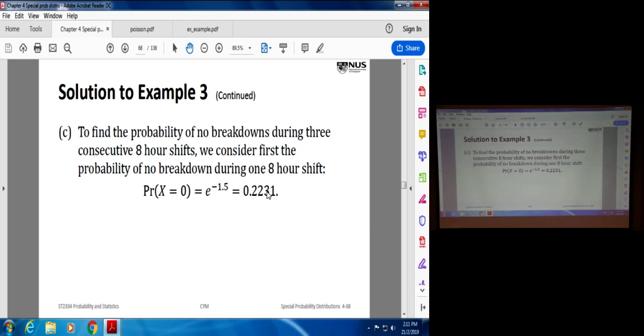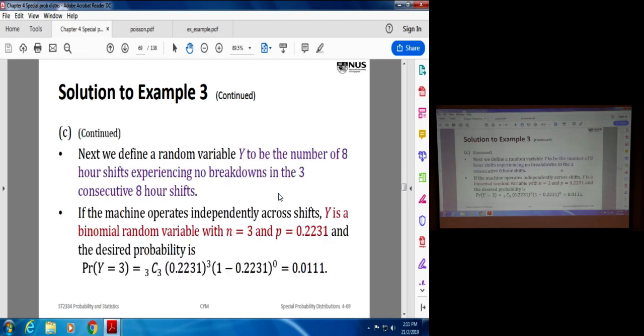Now we want to compute the probability that that occurs 3 times in a row. There are 2 ways. The most obvious answer, in fact, means we could be done. We can just multiply this number 3 times, just compute 0.2231 to the power 3, and that gives you the probability that you have no breakdown in 3 shifts. If you like, you can do it this way.